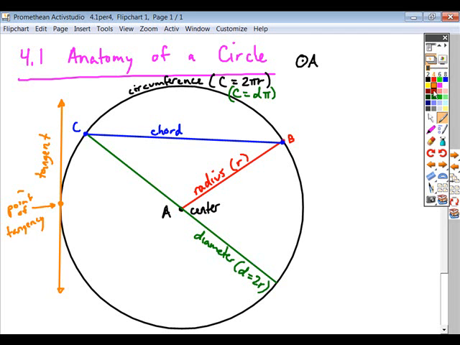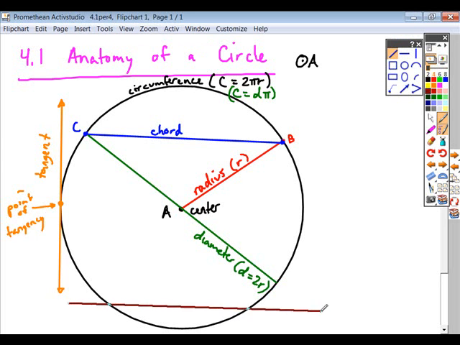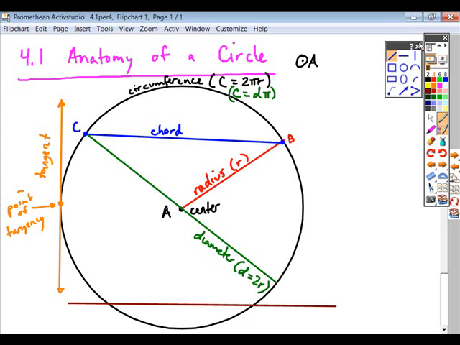If you have a line that passes through a circle in more than one location, so let's say this line, that's called a secant. And so a secant is going to pass a circle in more than one location, or intersect a circle in more than one location. A tangent is going to intersect a circle at one and only one location.